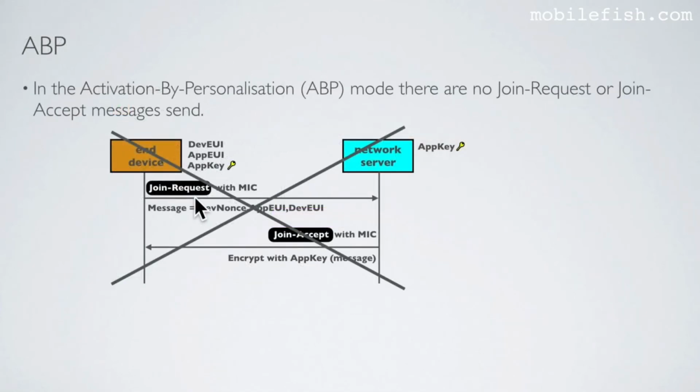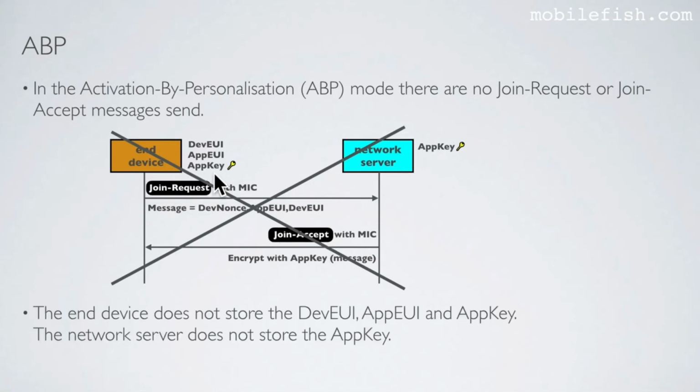In the activation by personalization mode, there are no join request or join accept messages sent. The end device does not store the dev-EUI, app-EUI, and app key, and the network server does not store the app key.